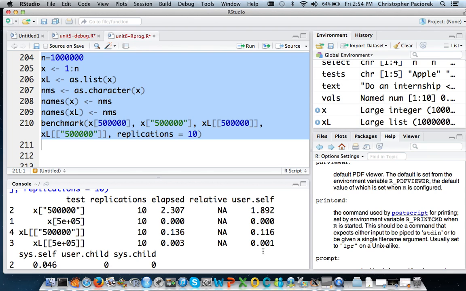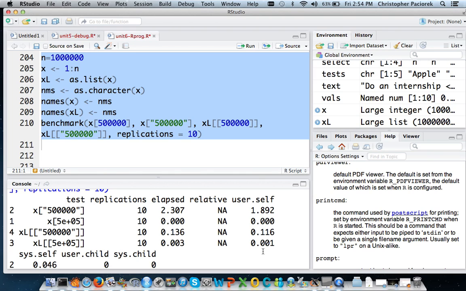So can anybody have any hypotheses about why it takes a long time to look up by name as opposed to looking up by index value? Yeah, so let's translate that into a pictorial representation. And I'll do it for the vector because that's simple to think about.